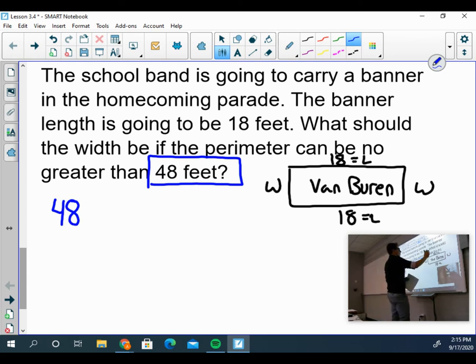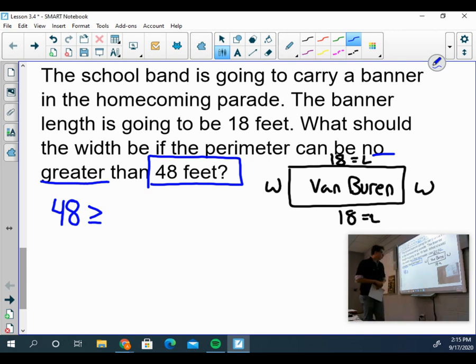Now, it also uses the phrase no greater than 48 feet. In other words, 48 is the max. Since 48 is the max, the open side of the inequality will face the 48. If you're confused on why that is, please reference the 3.3 video. I go into more detail about how the open side always must face the largest quantity. Because 48 is a max, the open side will face the 48. Why do I put the greater than or the equal to? Why do I put the equal to sign underneath? Because if it can be no greater than 48 feet, it doesn't say anything about not being 48 feet itself.